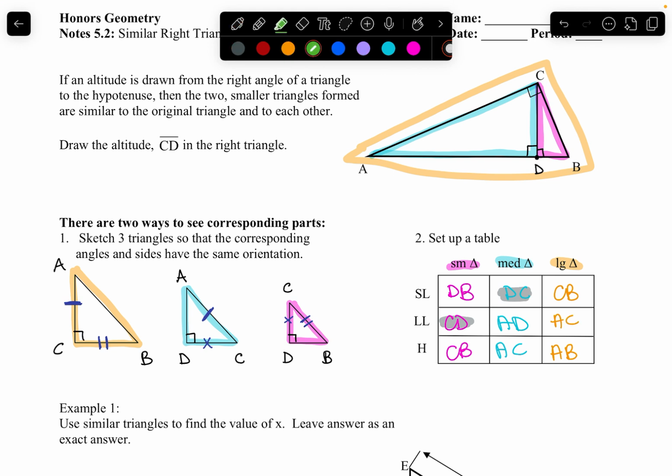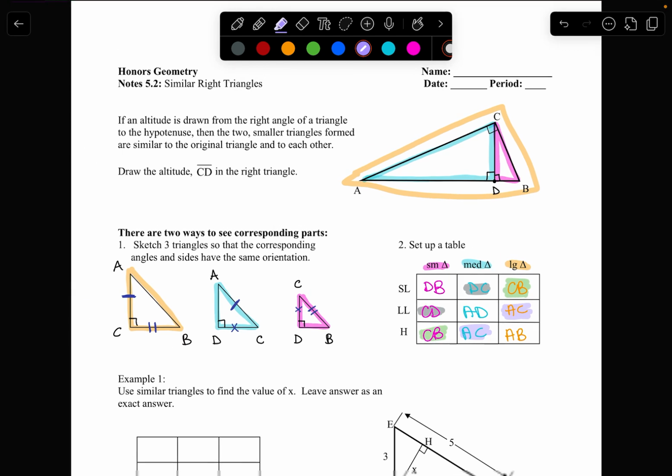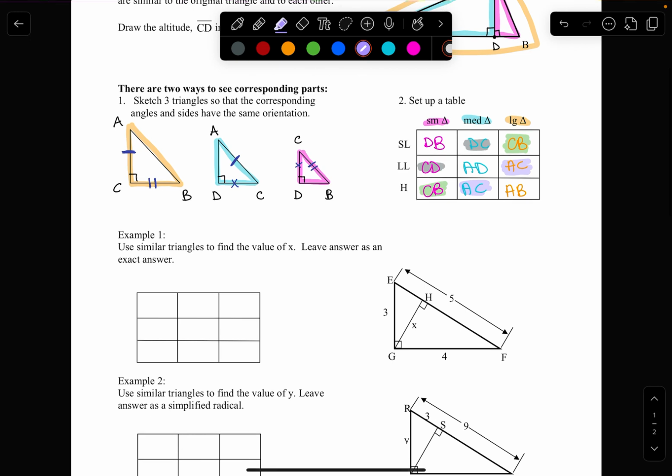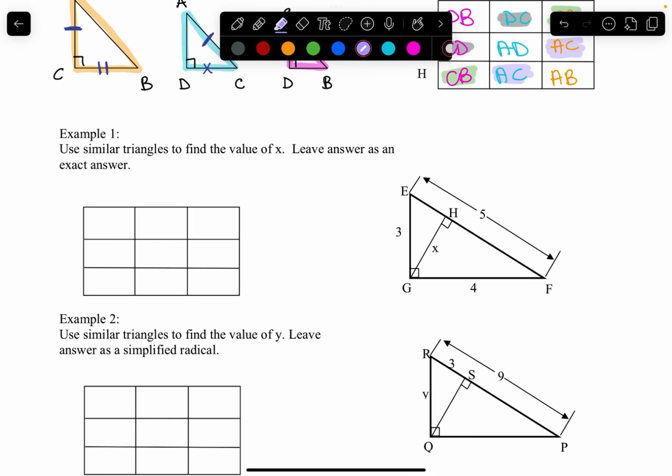And again, I'm going to show you, you've got CB here, CB here. You've got AC here and AC here. So you can kind of see how they correspond with each other. Using the table is going to be faster. I'll show you how to do it.